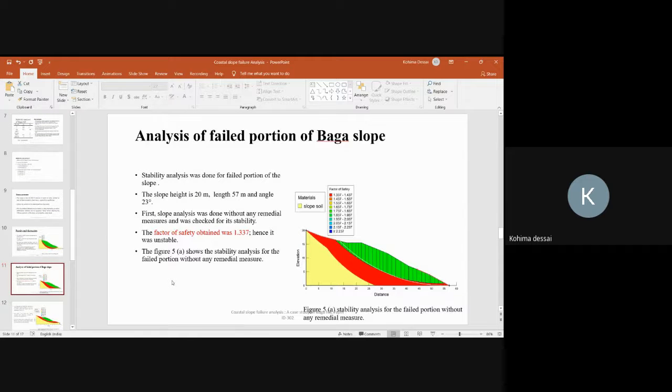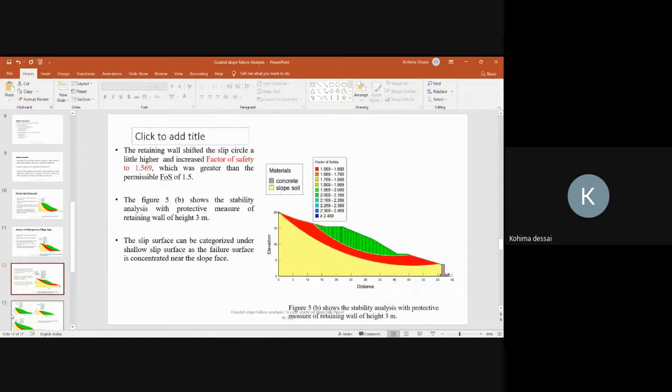This is the analysis of the failed portion of the Baga Hill. The height of the slope was taken as 20 meters and the length was 57 meters. This was done without any remedial measures, and the factor of safety obtained was 1.337. Next, the analysis was done using the retaining wall, that is, the remedial measure was taken while analyzing the slope. The factor of safety was 1.569, which was greater than 1.5. But after the slope failure which occurred in 2020, this retaining wall also failed.